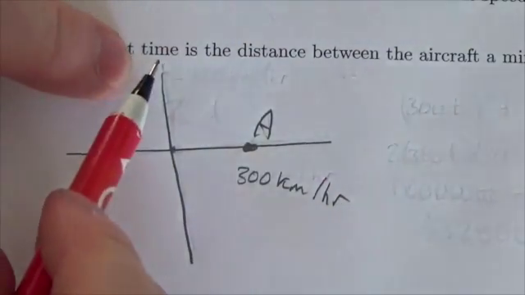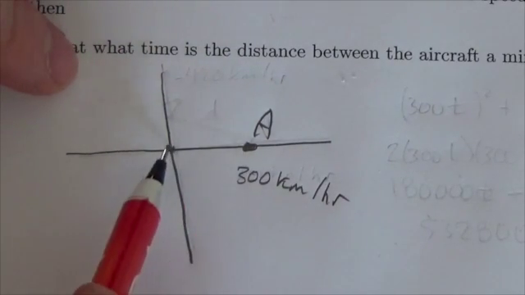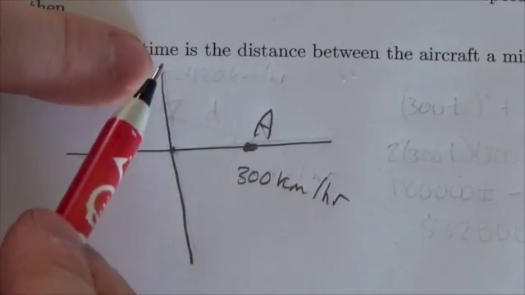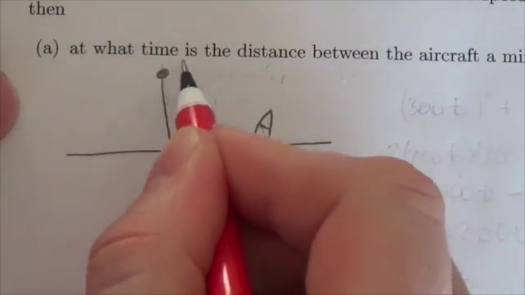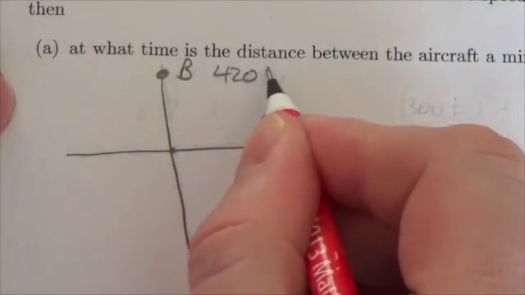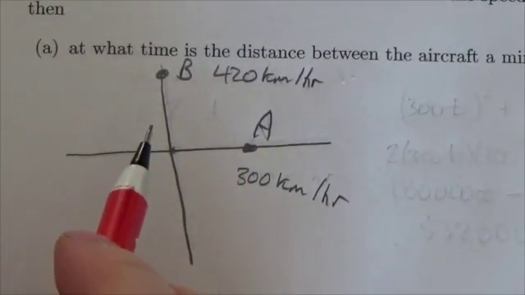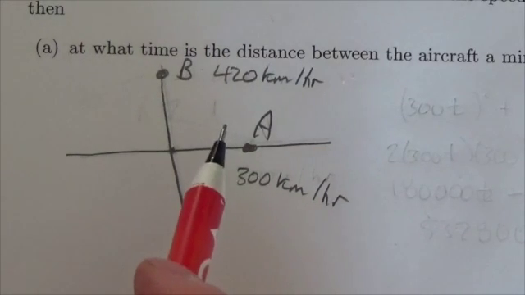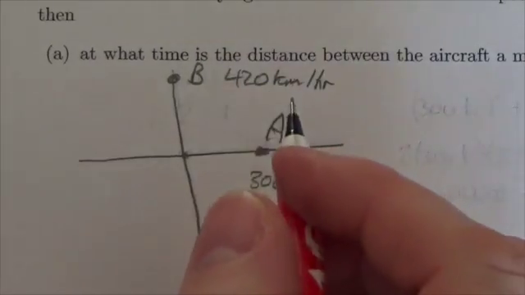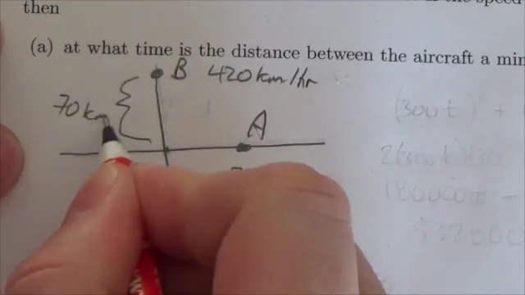Now the other plane was coming south. And we know that 10 minutes after A hits here and goes this way, B is going to hit here, which means B must be north of A. And it's going 420 kilometers per hour. Now, we can determine very easily how far north it is because 10 minutes is a sixth of an hour, and a sixth of 420 is going to be 70. So we know that this distance here will be 70 kilometers.